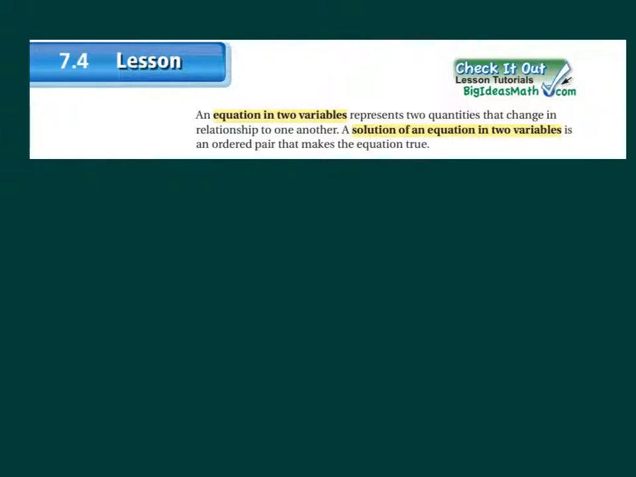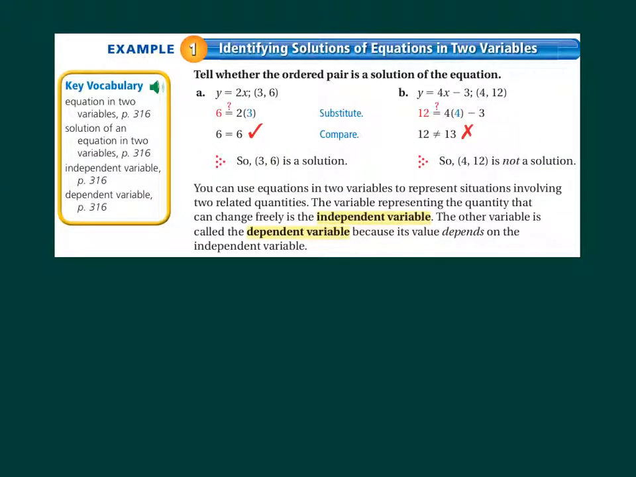So if we look at example 1, what they're giving us is a problem where they're saying, okay, if I have an equation, y is equal to 2x, for instance, on this first one. So I have y equals 2 times x. And then they're giving us an ordered pair, 3, 6. They're saying, is 3, 6 a solution for this?